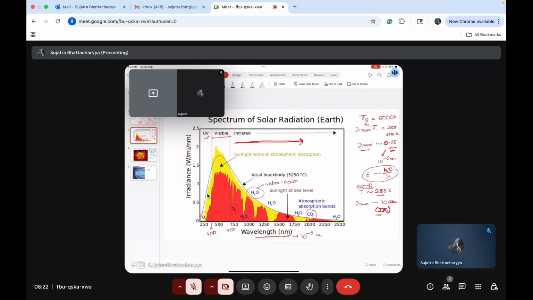We saw that because the temperature of the surface, the photosphere, or chromosphere, whatever you want to say, is 6000 Kelvin, which is a huge temperature, the lambda max, according to Wien's displacement law, lies in the visible spectrum. There are other spectra, and different gas molecules absorb different ranges of the solar spectrum.